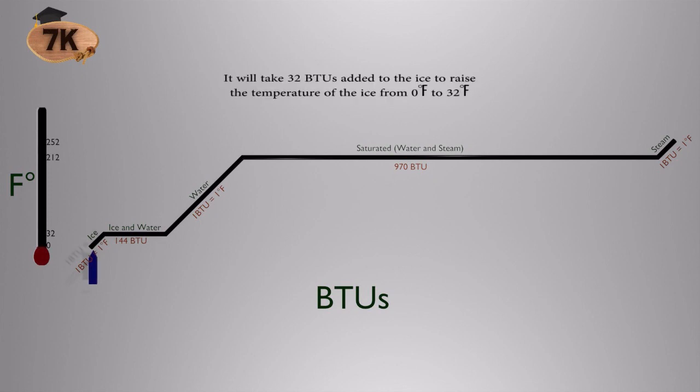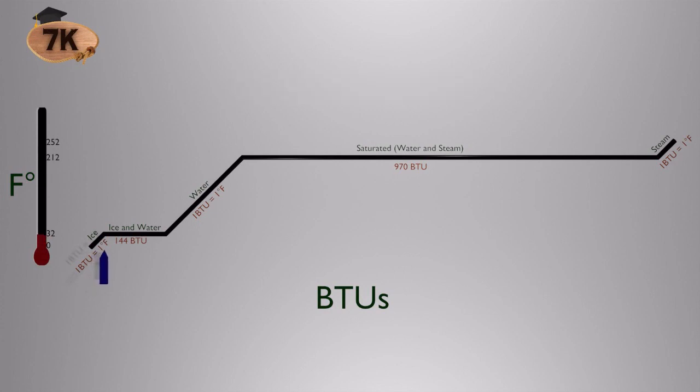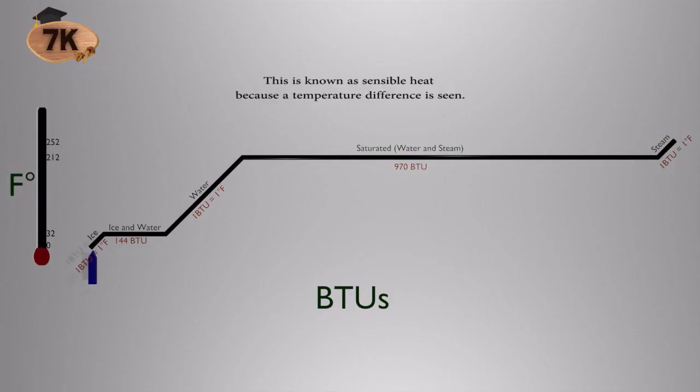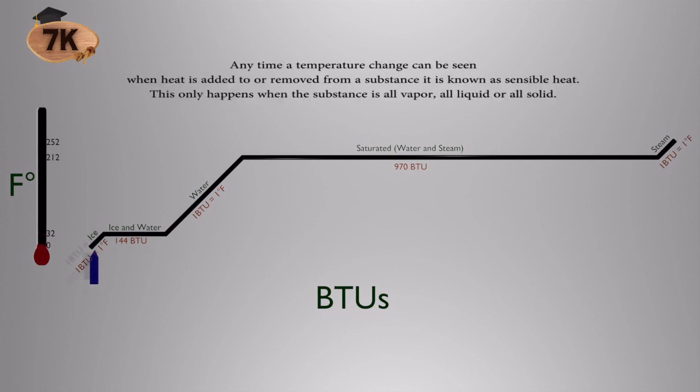It will take 32 BTUs added to the ice to raise the temperature of the ice from 0 to 32 degrees. And 32 BTUs of heat removed to lower the temperature of the ice from 32 to 0. This is known as sensible heat because a temperature difference is seen. Anytime a temperature change can be seen when heat is added to or removed from a substance, it is known as sensible heat. This only happens when the substance is all vapor, all liquid or all solid.